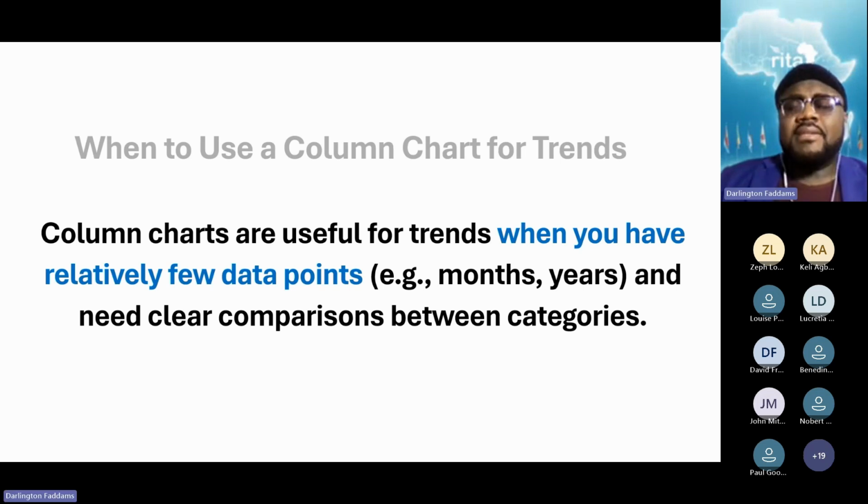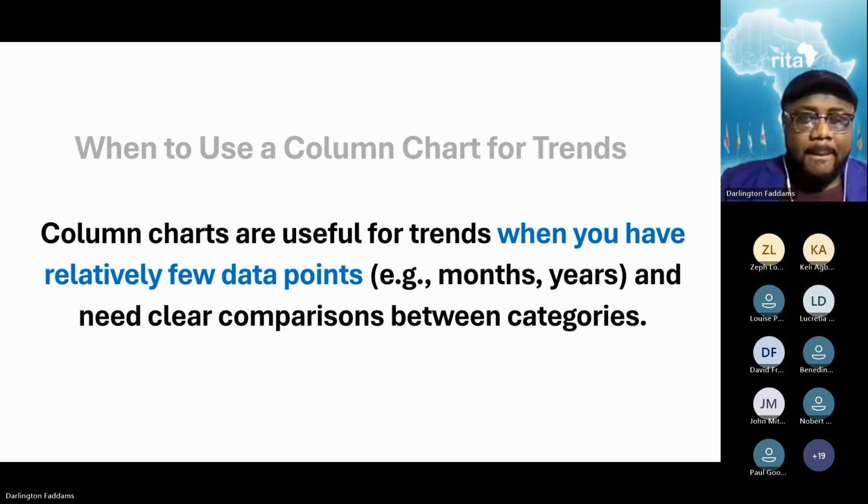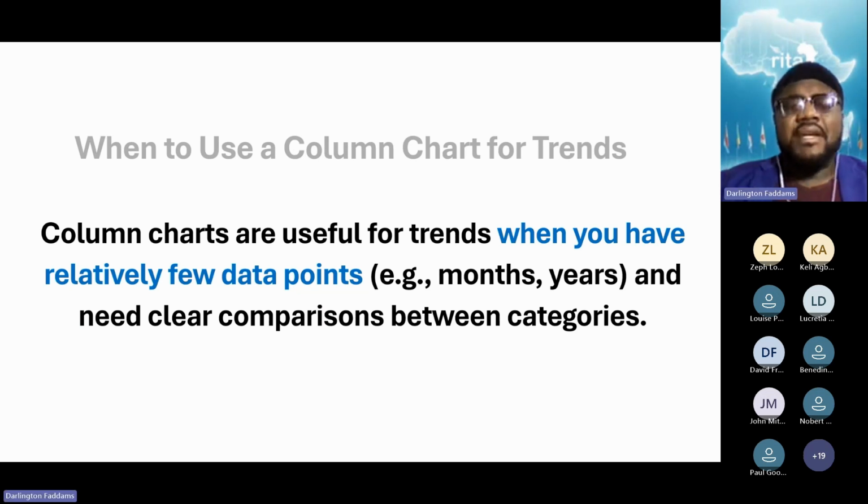When it comes to months, how many months do we have in a year? Okay, I'm waiting to see in the chat, 12 months. And so if you look at the trends we are actually looking at, it is between at most 12 points, at most.